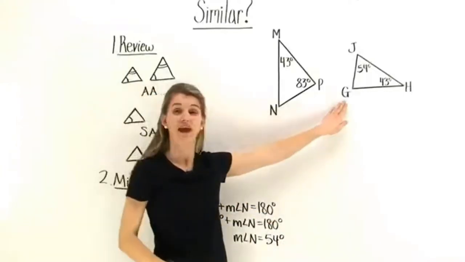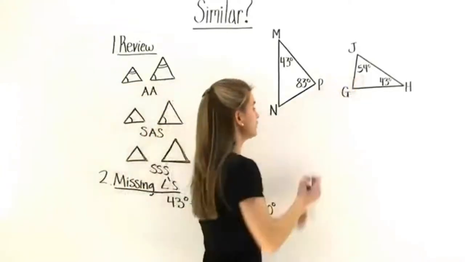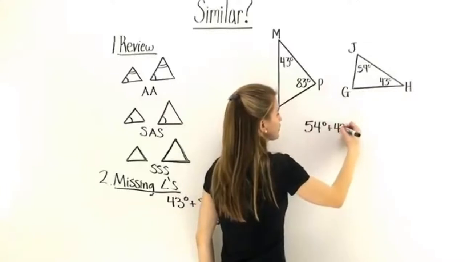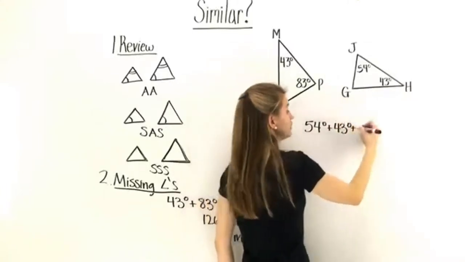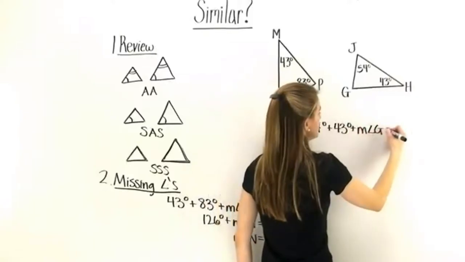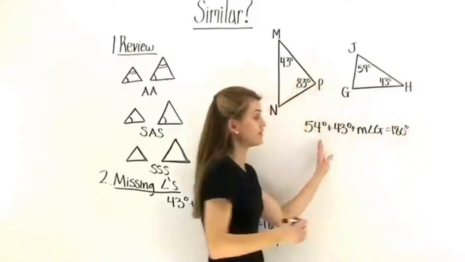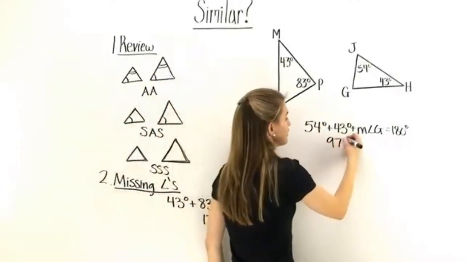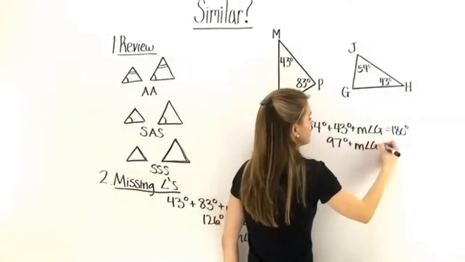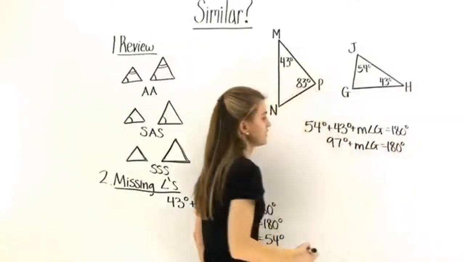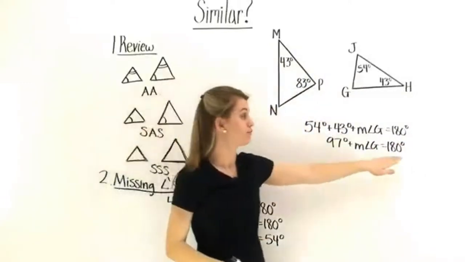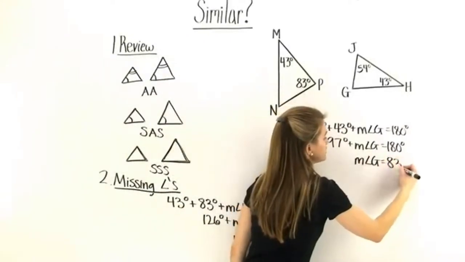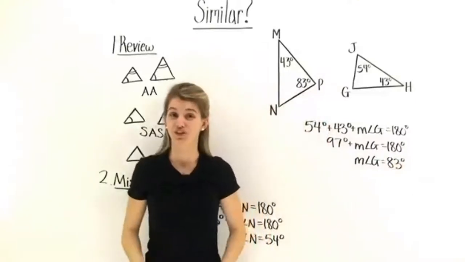Now let's go ahead and find the missing angle measure in this triangle. The measure of angle J, which is 54 degrees, plus the measure of angle H, which is 43 degrees, plus the measure of angle G, which we don't know yet, is equal to 180 degrees. 54 degrees plus 43 degrees is equal to 97 degrees. So 97 degrees plus the measure of angle G is equal to 180 degrees. If we subtract 97 degrees from both sides, we get that the measure of angle G is equal to 83 degrees. So let's go ahead and mark these on our diagram.